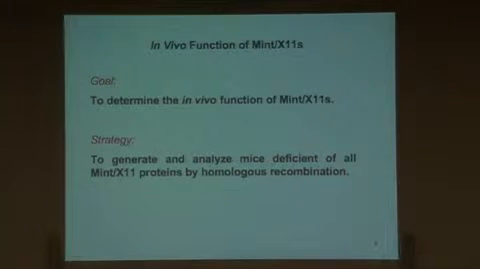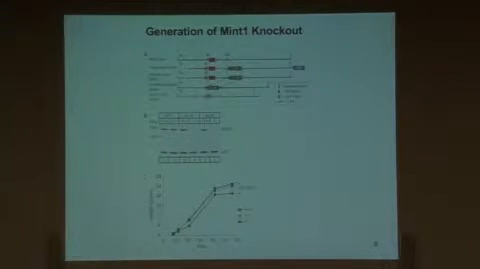So our goal was really to try to determine the in vivo function of this family of adaptor proteins. Our approach was to generate and analyze mice that are deficient in all the MINT X11 proteins by homologous recombination. The MINT1 knockout was originally made first. We did it as a conditional knockout because based on work from C. elegans, if you knock out the MINT1 protein, they have a dramatic phenotype. There's a significant decrease in survival in C. elegans. So we decided to pursue the knockout strategy as a conditional knockout.